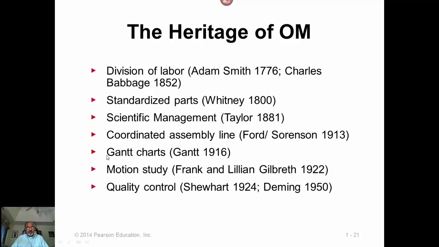And then there were also some tools that were developed for scheduling purposes called Gantt chart. And then there is Frank and Lillian Gilbreth. They developed motion study to study how people move their hands and make things, so we can study that and try to optimize those movements to maximize production. Then there is quality control, statistical quality control, which is a major improvement in terms of how to incorporate quality.